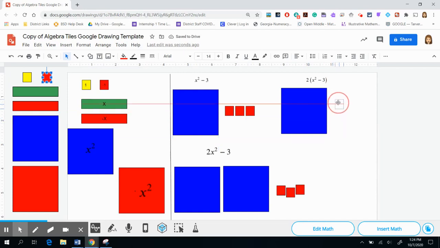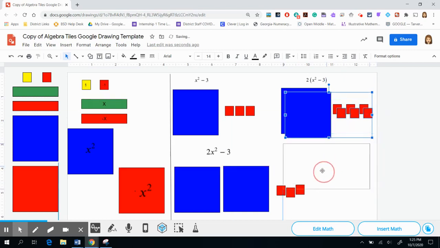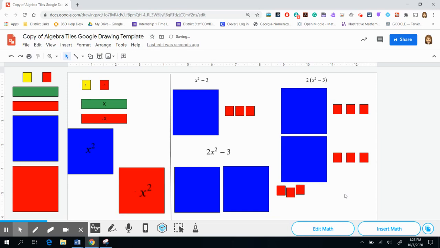There's x squared minus 1, minus 2, minus 3. X squared minus 3. Now I need to build two groups of x squared minus 3. Go ahead and create another group of x squared minus 3. And let's take a look at what we've got here. Let's see how these compare.